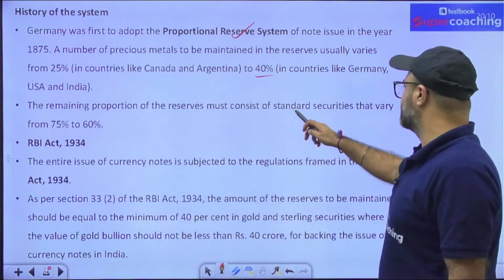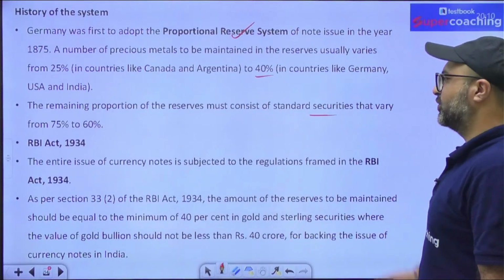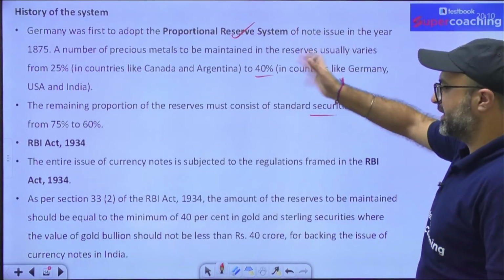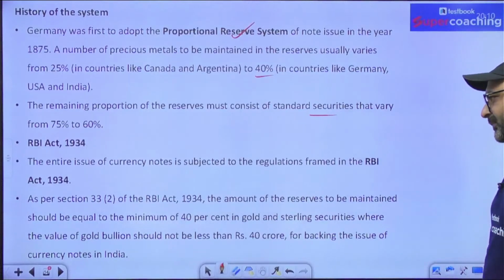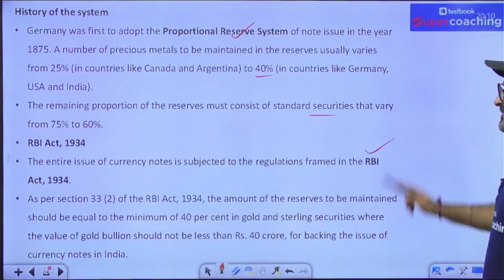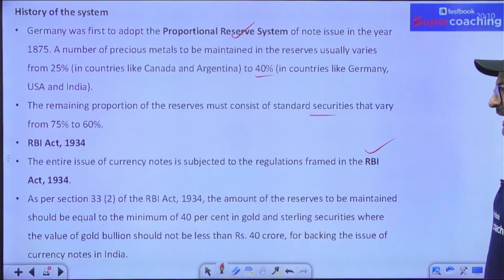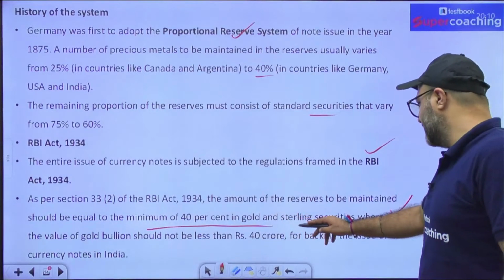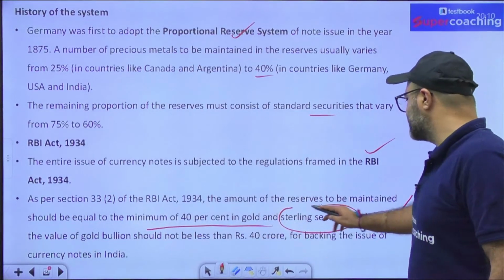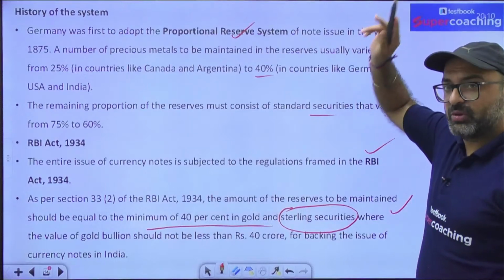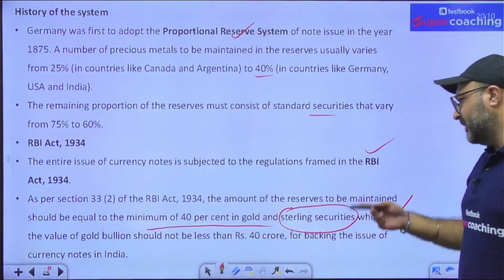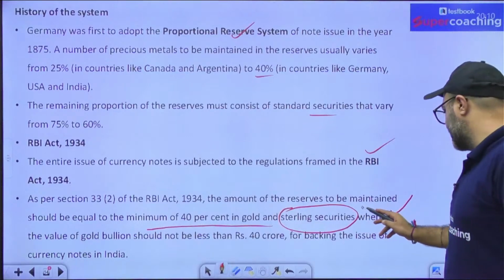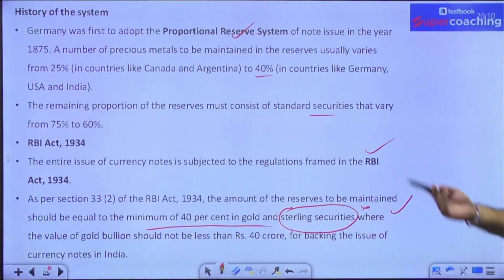The remaining proportion is maintained in standard security, which could be from 75 to 60%. As per the RBI Act, the entire issue of currency notes is to be done by RBI only. As per Section 33, the amount of reserves to be maintained should be a minimum of 40% in gold and the rest in sterling security. Sterling security means sterling bonds. I'm talking about the UK. Then over the period of time after independence, this sterling security was removed and an amendment was done. I have that point also.